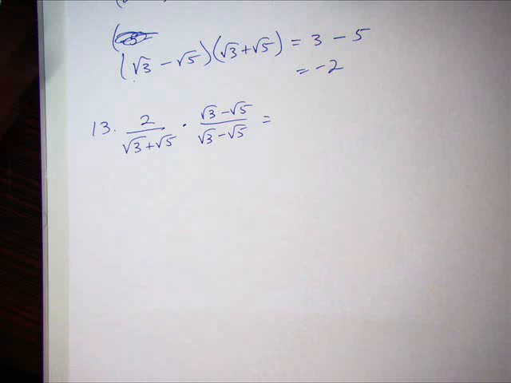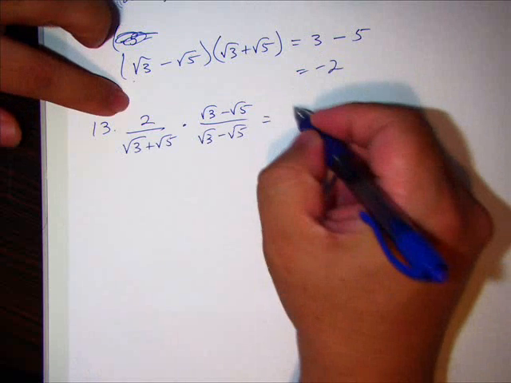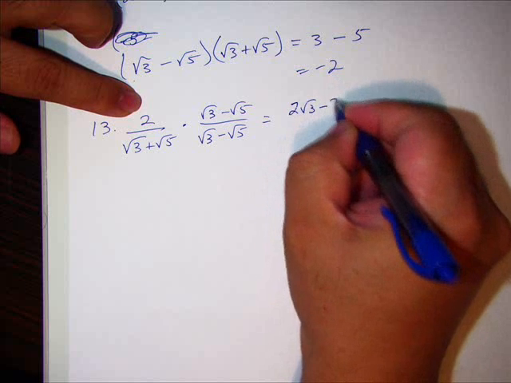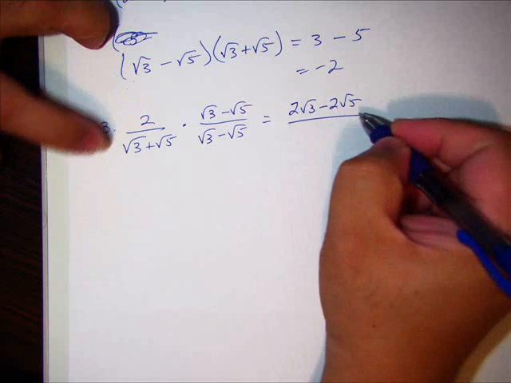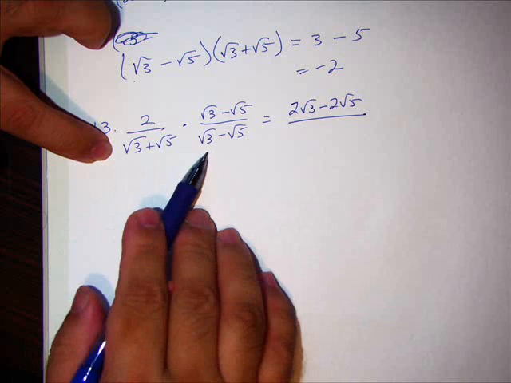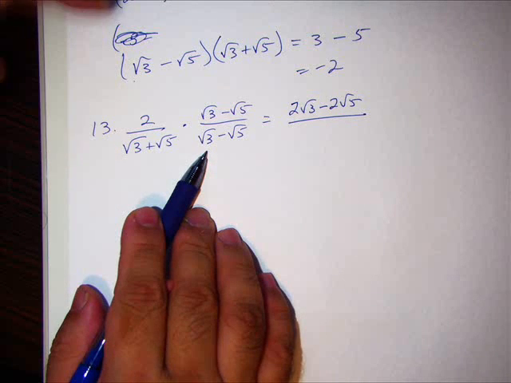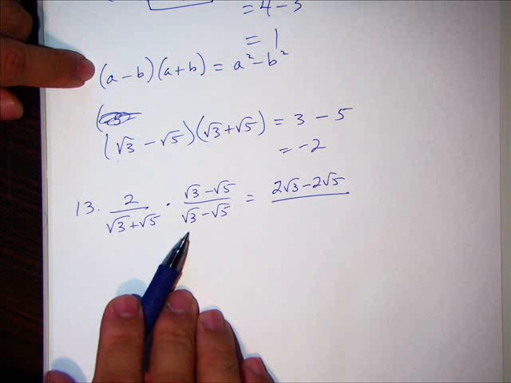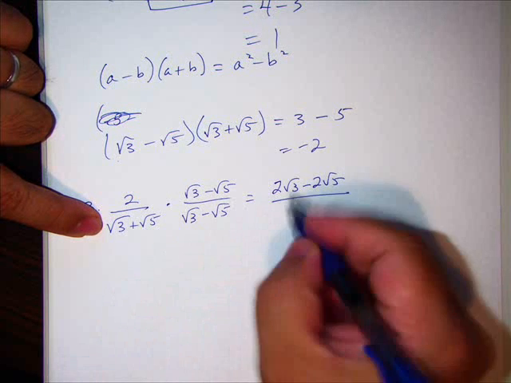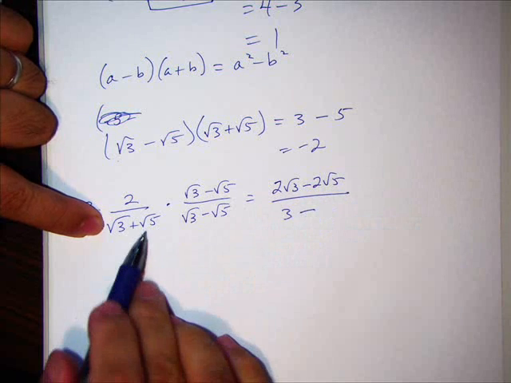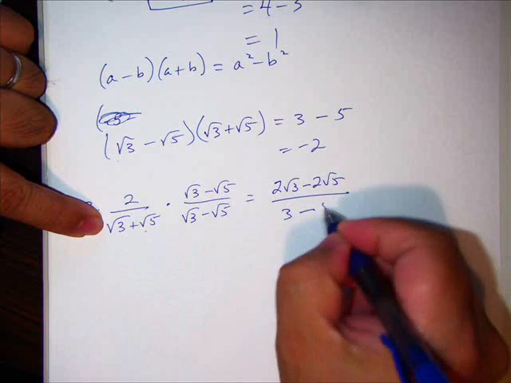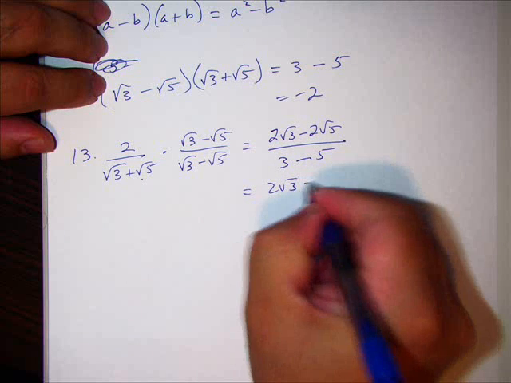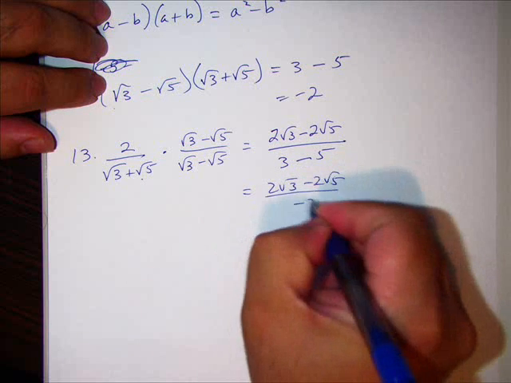Multiply the numerator and denominator by the same. In the numerator, we distribute like normal, so it's 2 root 3 minus 2 root 5. In the denominator, we're using the difference of two squares. Square root of 3 squared is 3, minus square root of 5 squared, which is 5. Making this 2 root 3 minus 2 root 5 over negative 2.